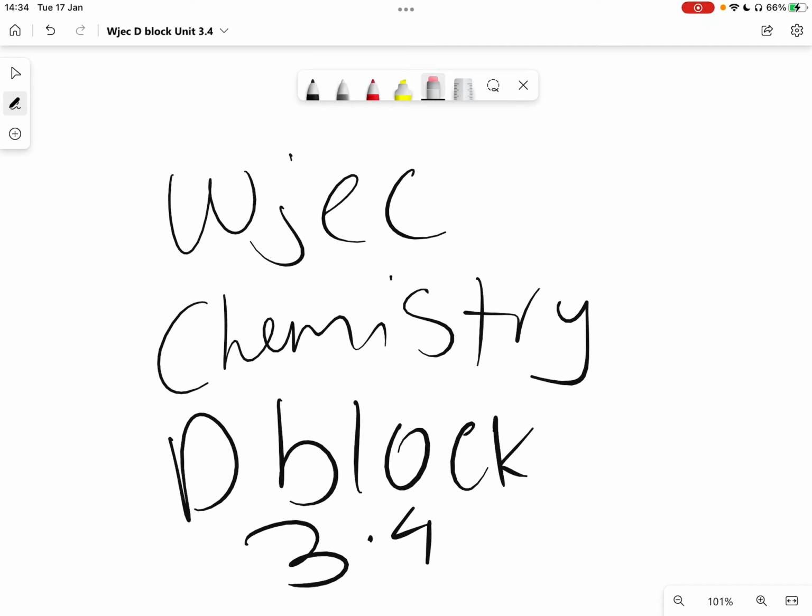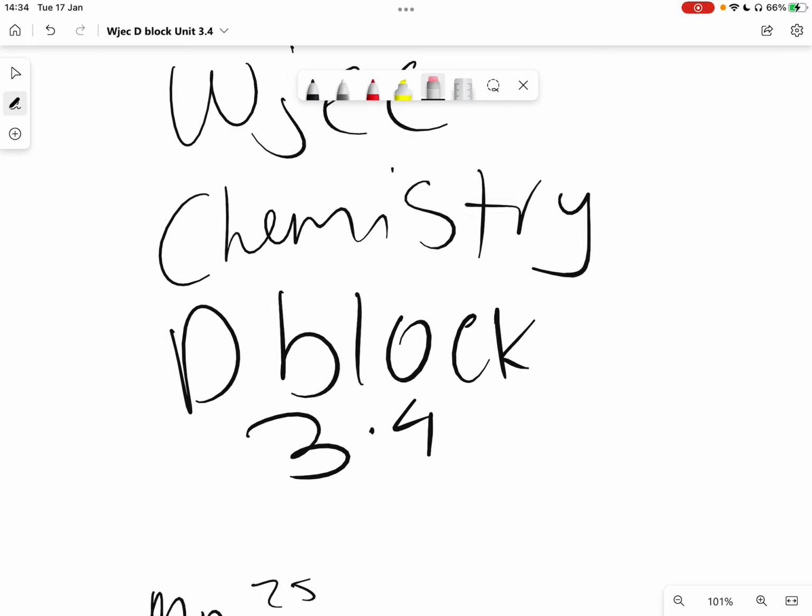Today we're going to be covering the whole specification which is needed for WJEC, and we're going to go straight into it with the definition of a transition metal. This is an element that possesses a partially filled d subshell in either its atom state, or its elemental state you could say, or in a stable ion. An example of this I've got written down here.